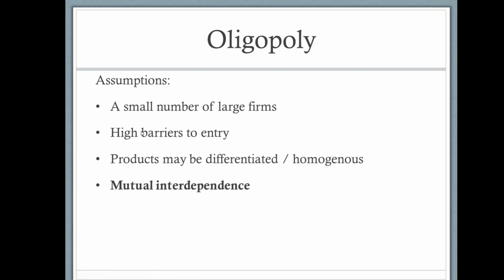And just like monopoly, there are always reasons why there are only a few large firms in the market. That's why there are very high barriers to entry and exit. I forgot to put exit as well, I'll do that later. Also, just like monopoly, the products can be differentiated or homogeneous. You can really see the pattern here.